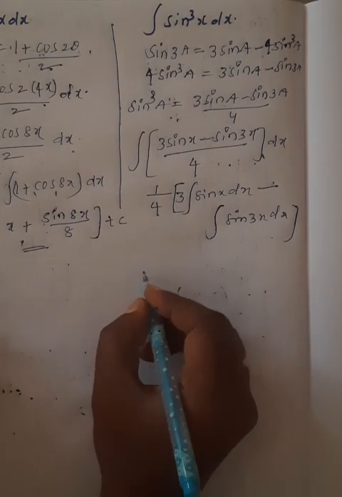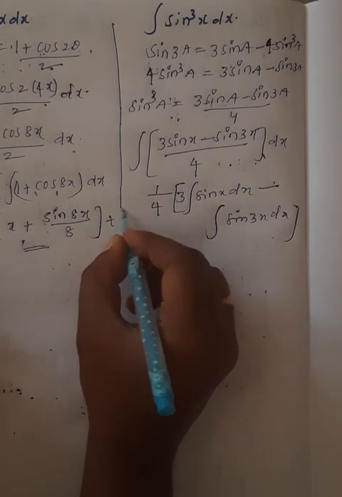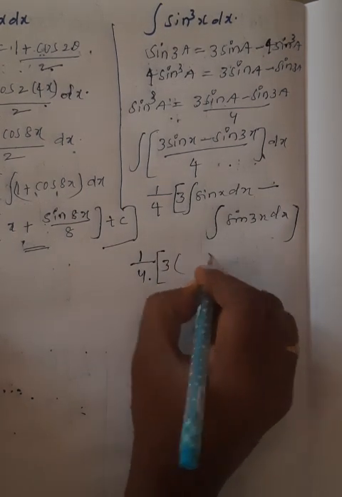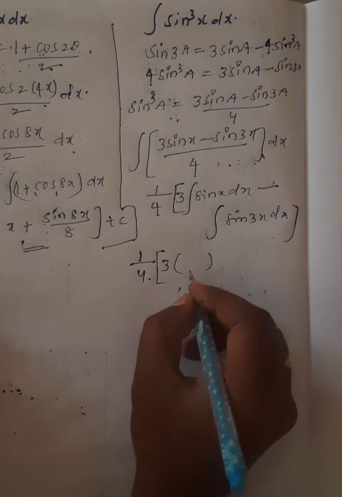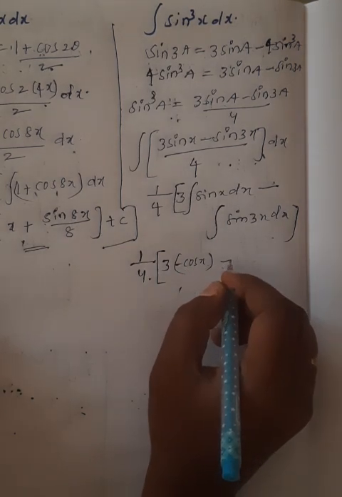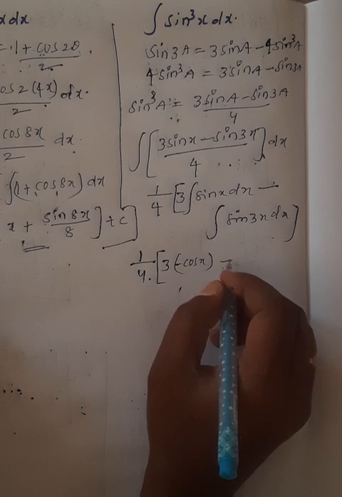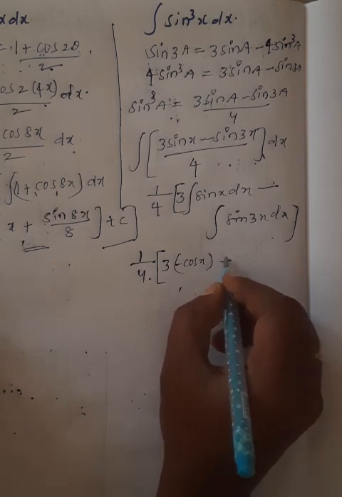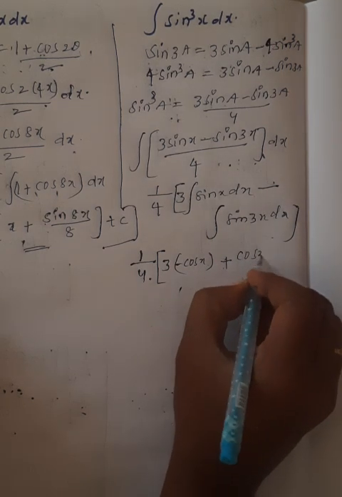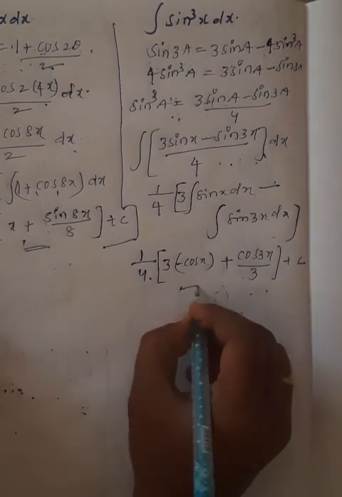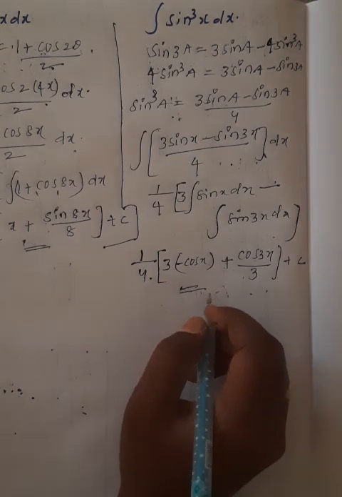Now the answer for the given question will become 1 by 4 into 3 into integration of sin x, which is minus cos x, minus integration of sin 3x, which is of the form sin x. So it will become minus cos 3x by 3. So here minus is there, so minus into minus will become plus cos 3x by 3 plus c. So this is our final answer for the given question.